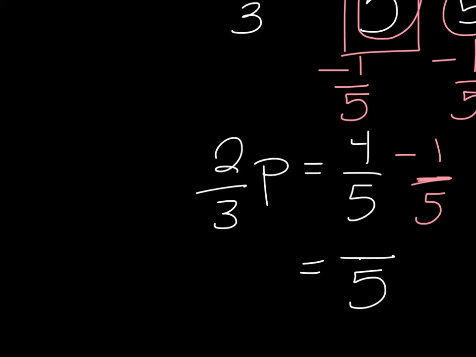And then 4 minus 1 is 3. So we have 2 over 3p. Okay, almost done. Now, you can write this as 2p over 3, and it'll make your life a little bit easier. I'm going to do this method where you do cross multiplication. So, I'm going to solve this problem on the next slide.